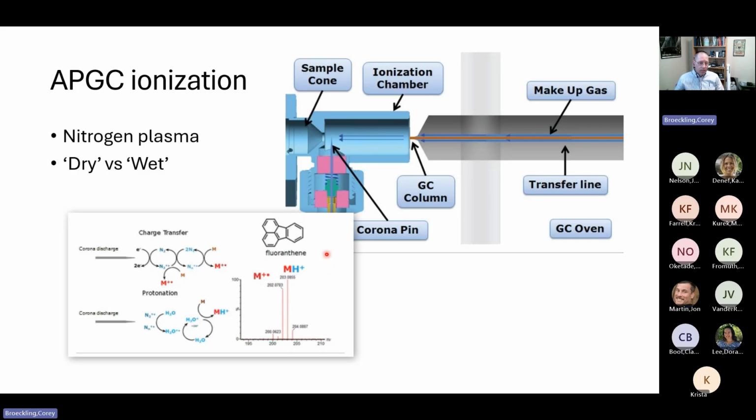The example here, from Waters' document, shows a polyaromatic hydrocarbon, fluoranthene, where you actually see a mixed ionization. You can see a radical cation here and a protonated cation here. And so we have control over this to a large extent, as to which one we see, by deciding whether we want to introduce moisture into the ionization source or not.